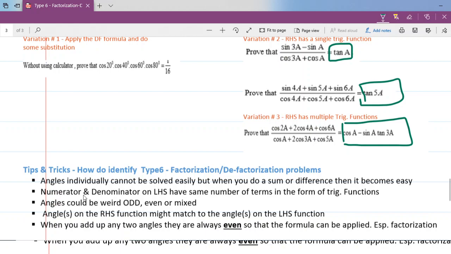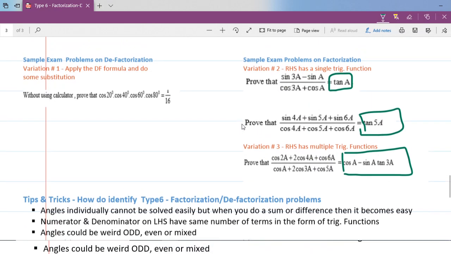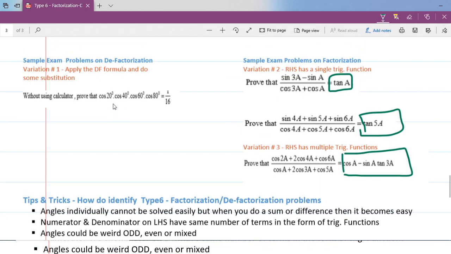For example, the first one is that angles individually cannot be solved very easily, but when you do a sum and difference, then it becomes very easy. For example, you can take cos 20 or cos 40 or cos 80, because cos 60 has a known value, so you don't have to worry about that. But if you take any of 20, 40 or 80 and try to compute their value individually, it's very difficult. Mentally you cannot do that because it doesn't look like a standard angle.